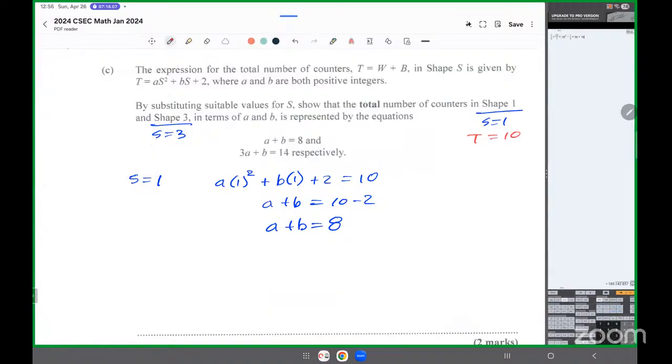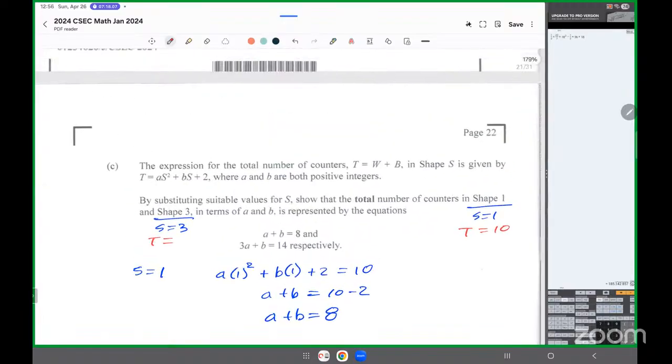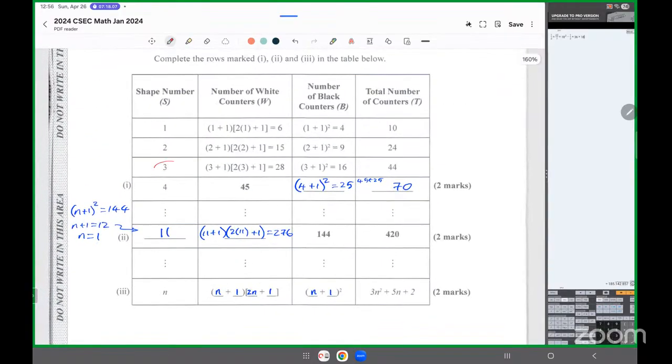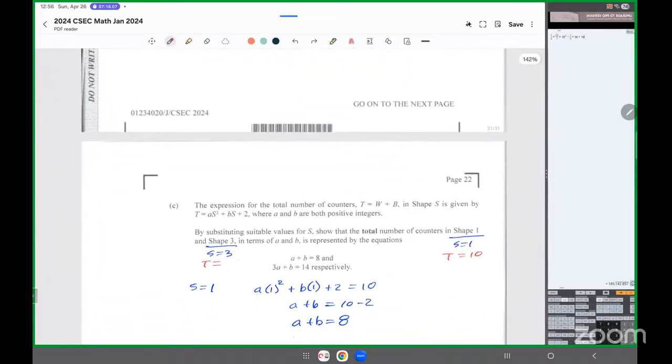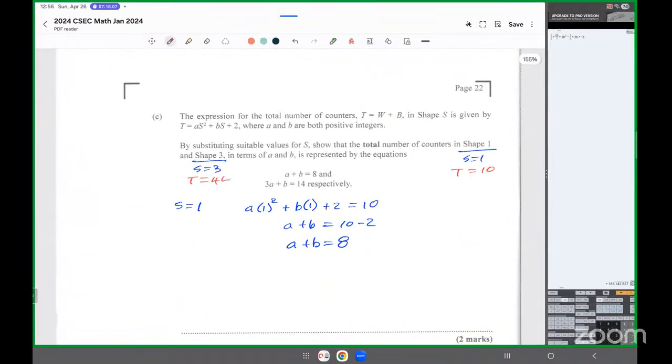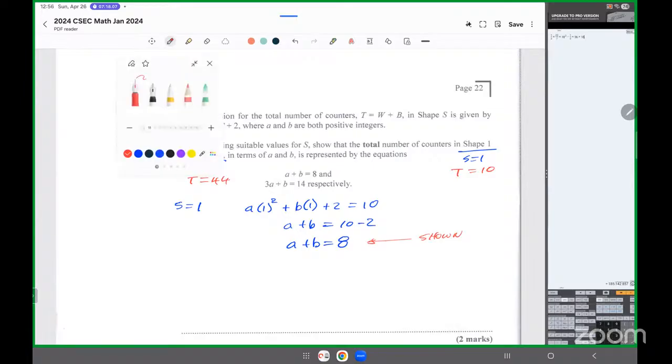Remember, when S equals 1, the total was 10. And when S equals 3, the total was what? S equals 3, total was 44. Yeah, 44. That's what you put in. When S equals 1, the total is 10, so you put the expression and set it equal to 10. So you get the first equation. So this one is shown. Got that one. Second one now is when S equals 3.